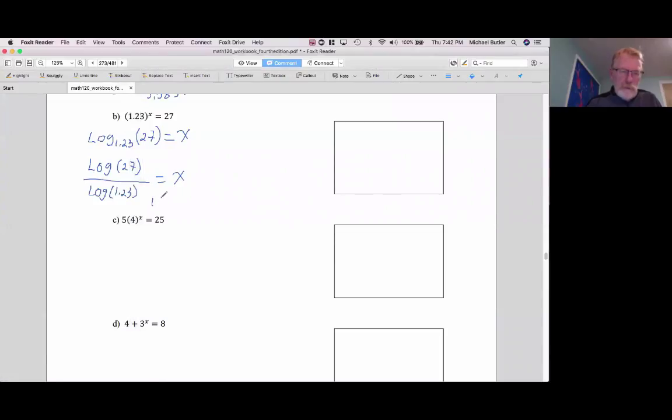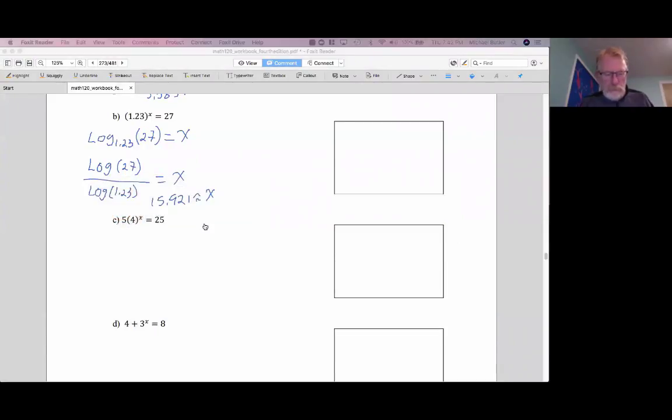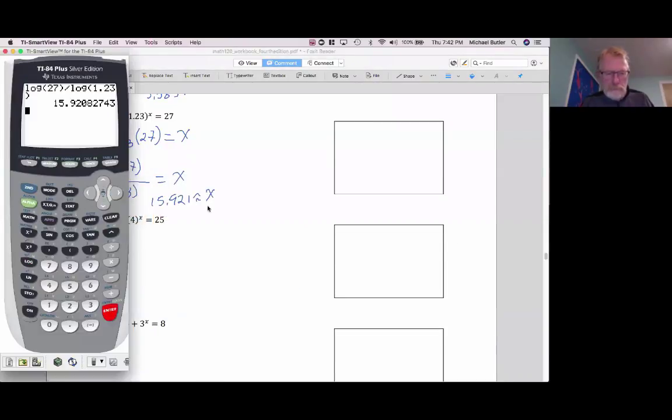Okay. So 15.921 is approximately equal to x. All right. So if I was going to do this graphically, go back into the calculator here. Go to my y equals, and I'm going to change this to 1.23 raised to the x. And I'll change this to 27.